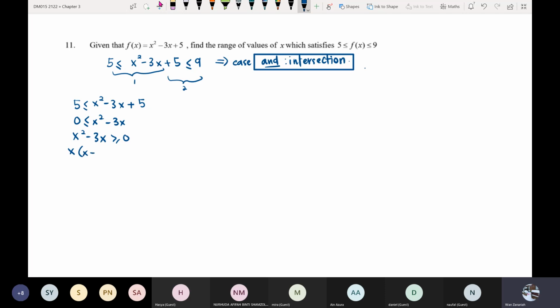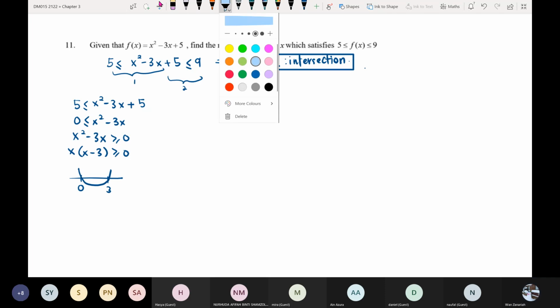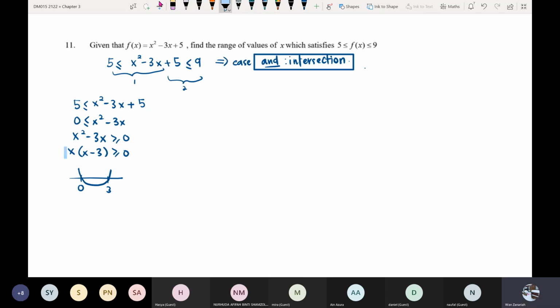Okay, so x times x minus 3 greater than 0. So x equals to 0, x equals to 3. What we are looking at? y is greater than 0. So your answer for this first part is x less than 0, x is greater than 3. Okay, we have done the first part.